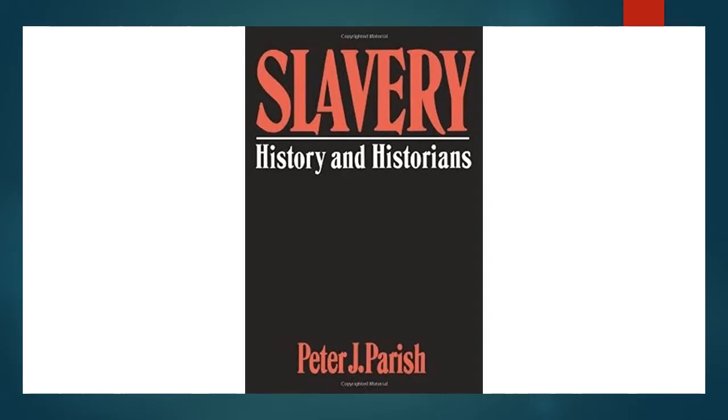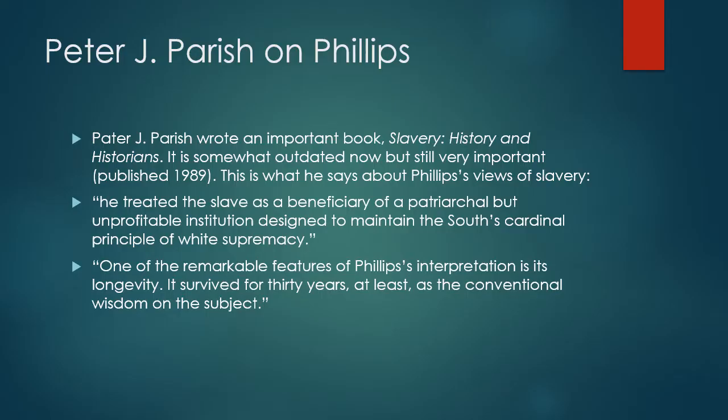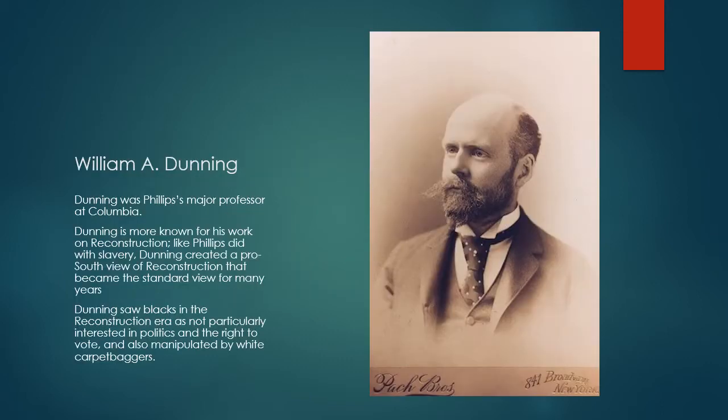An important book, which we used at that seminar I mentioned earlier, is Peter Parrish, Slavery, History, and Historians. It's a survey of how historians have looked at slavery. It was published in 1989, so it's a little out of date now, but it's still a very important book. This is what he said about Phillips: Phillips treated the slave as a beneficiary of a patriarchal but unprofitable institution designed to maintain the South's cardinal principle of white supremacy. And then he remarks about how this conventional interpretation lasted for about 30 years.